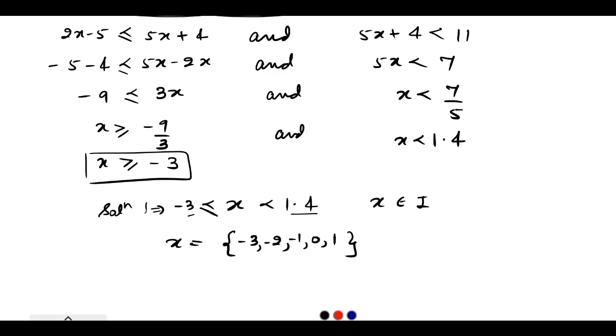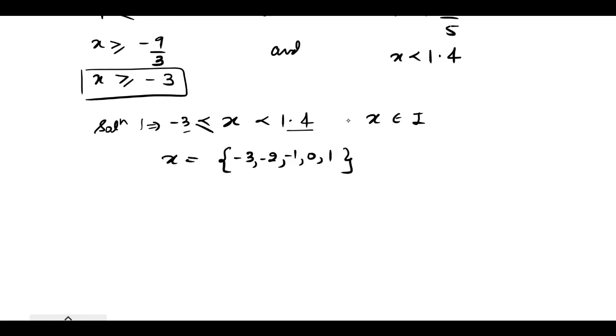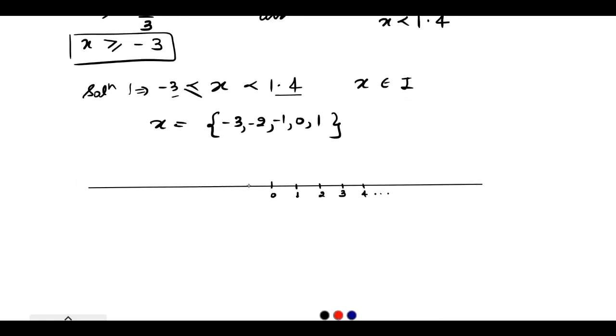Now represent this solution on the number line. First minus 3 with a closed circle, then minus 2, then minus 1, 0 and 1. This is the representation of the solution set on the number line. Because x belongs to I, we will not form a continuous graph.